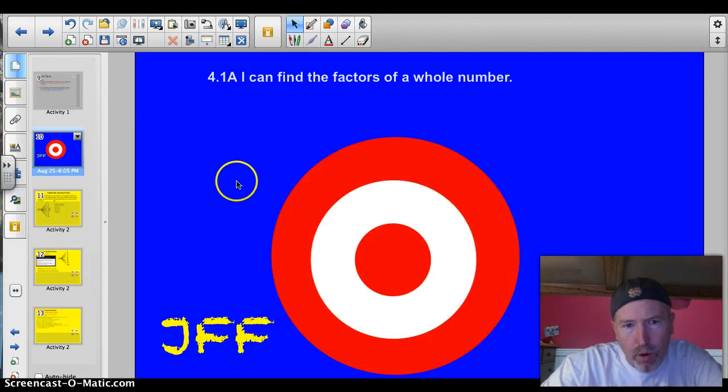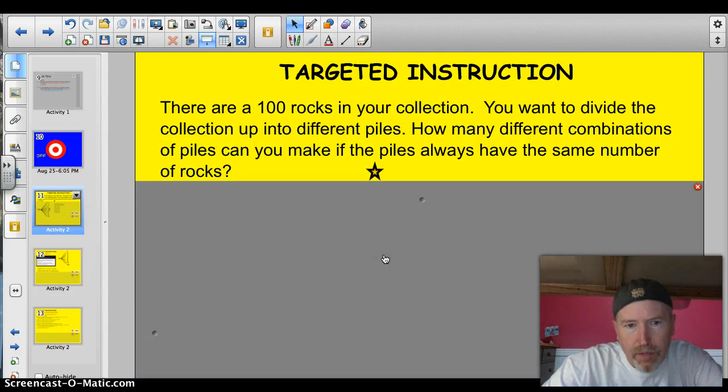Our target is 4.1a. I can find the factors of a whole number. Let's do this thing. There are 100 rocks in your collection. If you want to divide the collection up into piles, how many different combinations of piles can you make if the piles always have to have the same number of rocks?